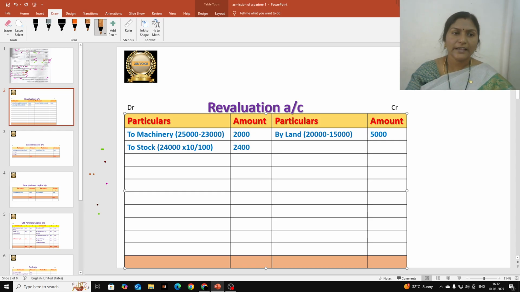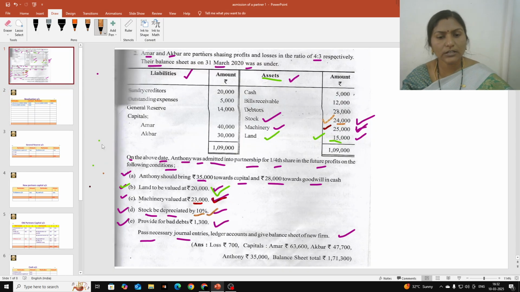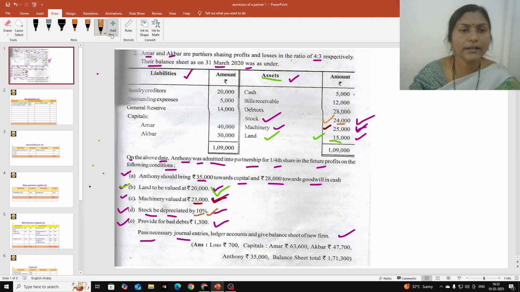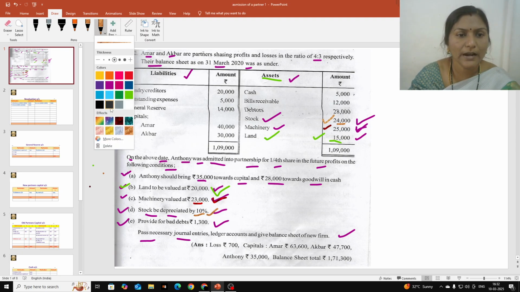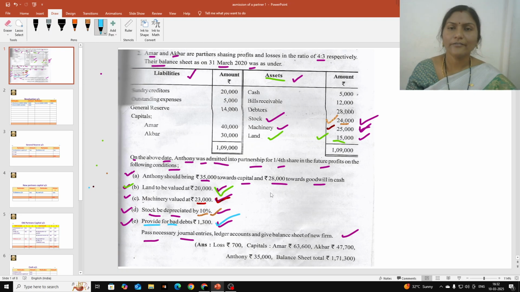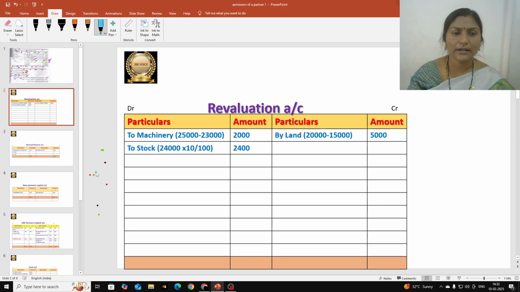Okay, and next item. Next item in the question is, that is provide for bad debts. You can see, students, here E point. Provide for bad debts. So how much are they asking us to provide? Provide for bad debts is 1,300. They only have given the amount, so we will take that amount only, but you should know where we should write. Provision, creation, raising of bad debts, we should always record in revaluation account debit side. Let us write in revaluation account debit side.